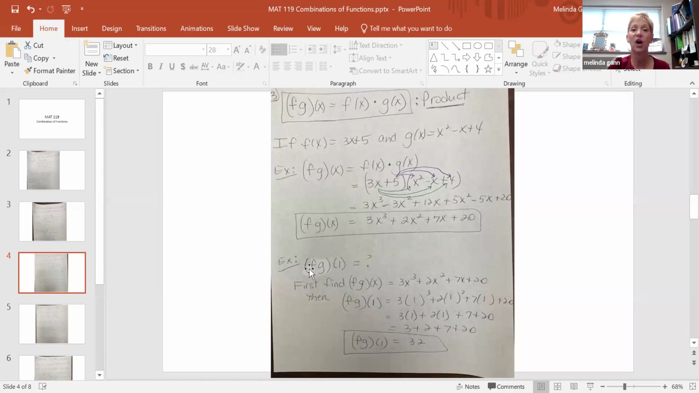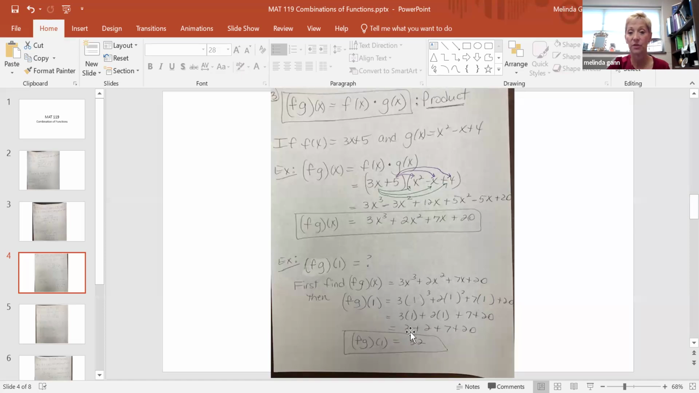So what if they had told me to find f times g at 1? Well, I would have done all this first. I would have found f times g of x, just like I did here. And once I have that answer, then I plug 1 in for x. So 1 goes in for that x, and 1 goes in for that x, and 1 goes in for that x. Well, 1 cubed is 1. 1 squared is 1. 7 times 1 is 7.